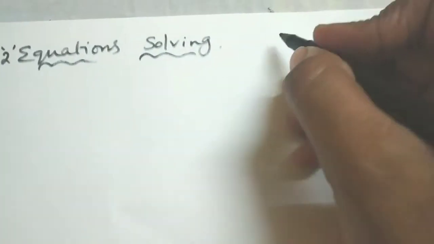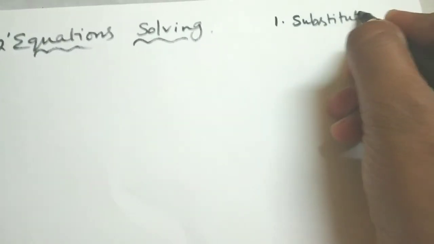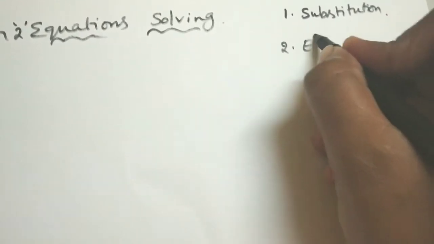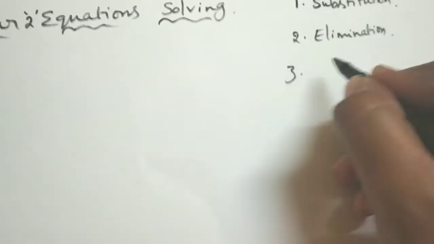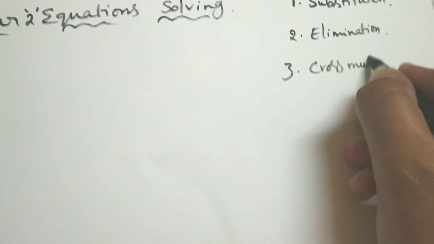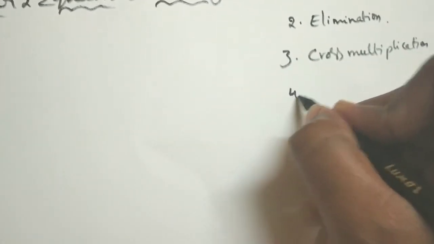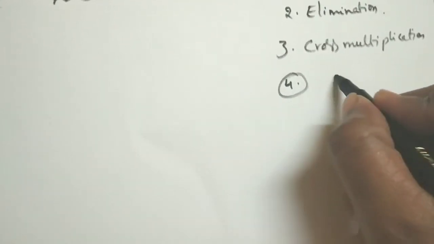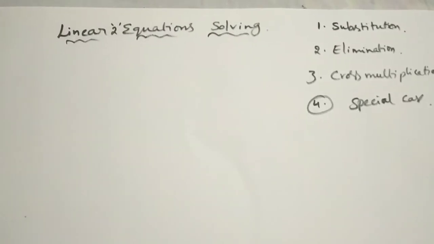Those are, one is the substitution method. Second one is the elimination method. Third one is the cross multiplication method, and the fourth one we are not going to use anymore. This is a special case. We are going to use these methods that I am going to discuss today.